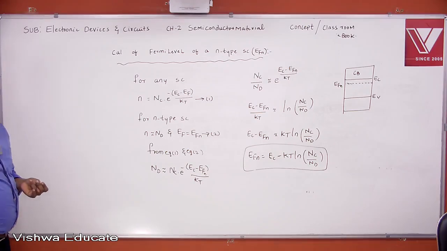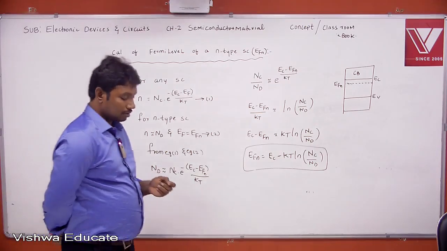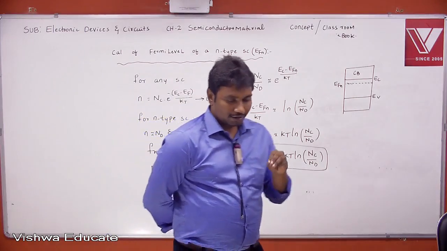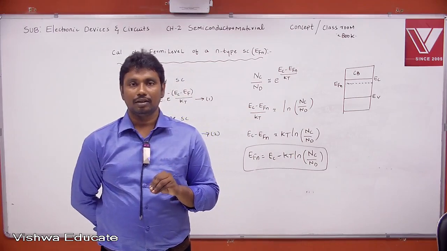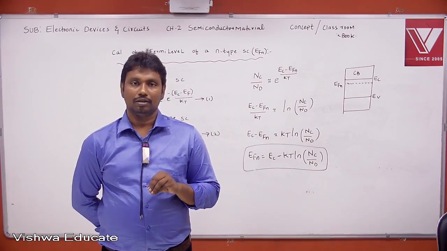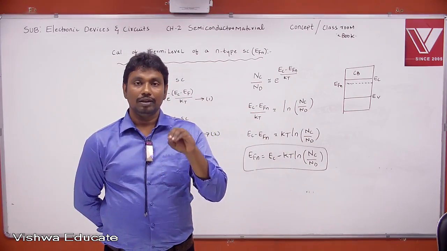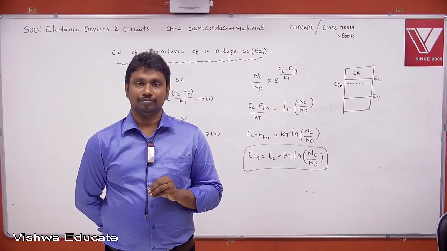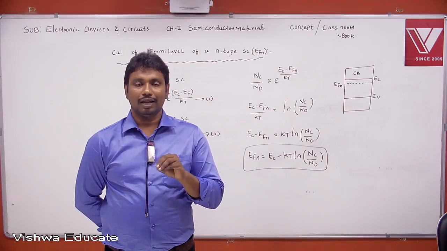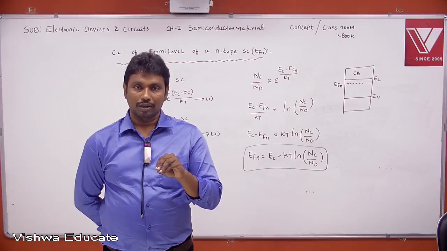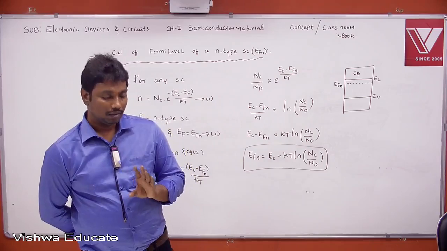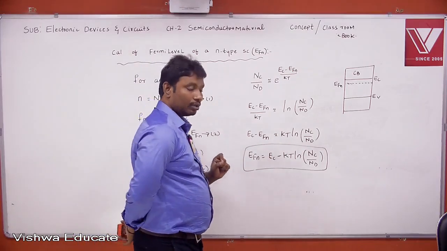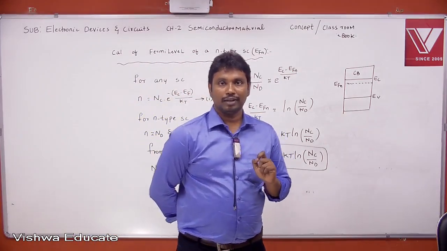Right. Write down. That is, for an n-type semiconductor, the Fermi level lies nearer to the conduction band. Right. Next heading, note. Very, very important note actually.